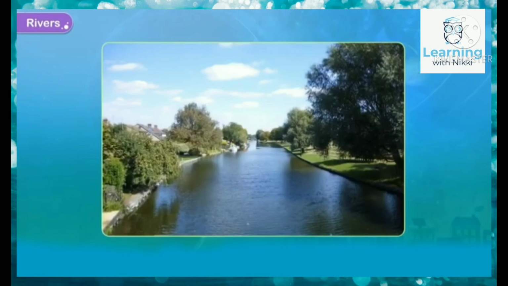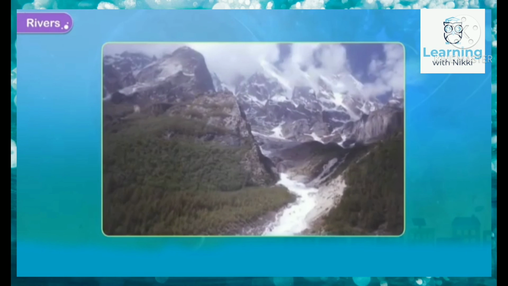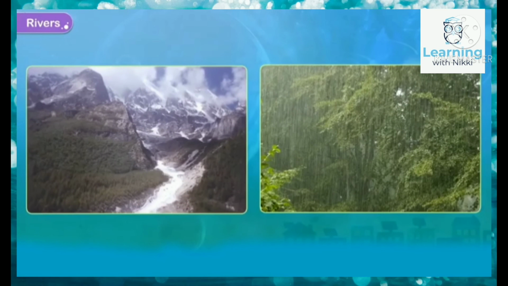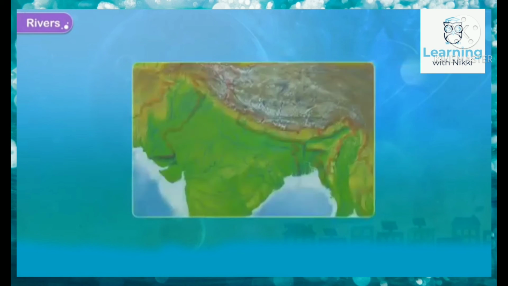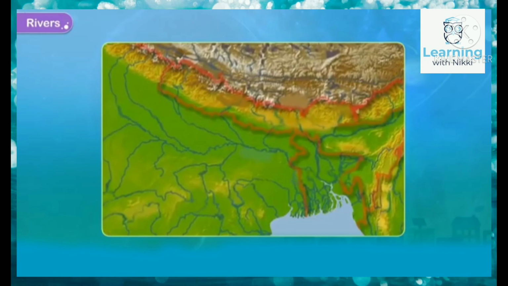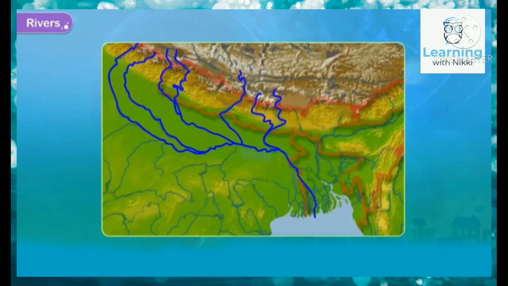Next topic is rivers. Rivers form the inland fresh water system. They are formed either by melting of ice or through rains. These are natural sources of fresh water that flows into seas and oceans.